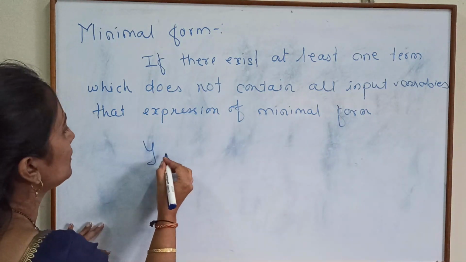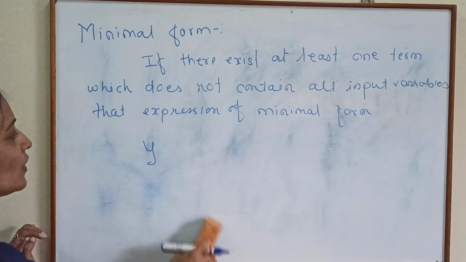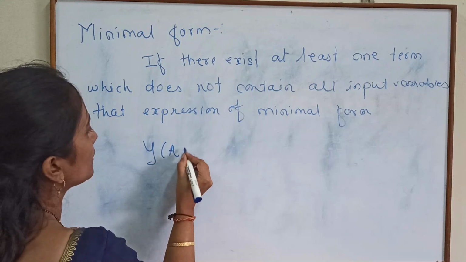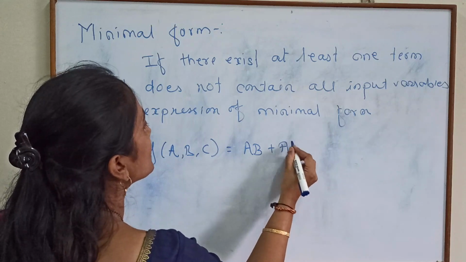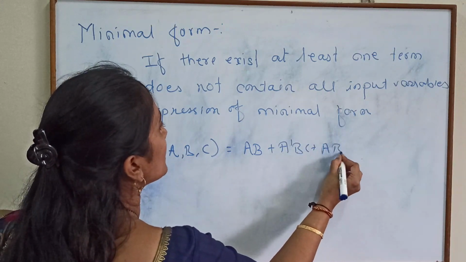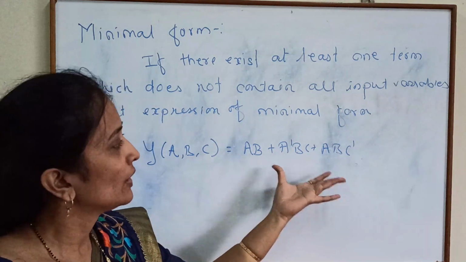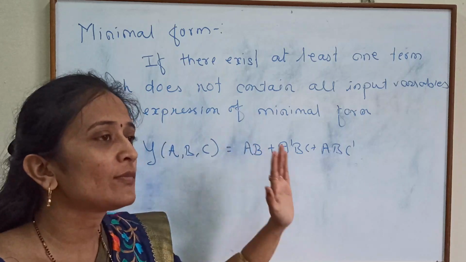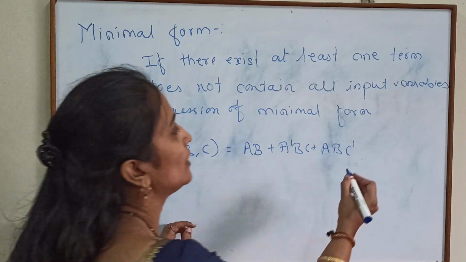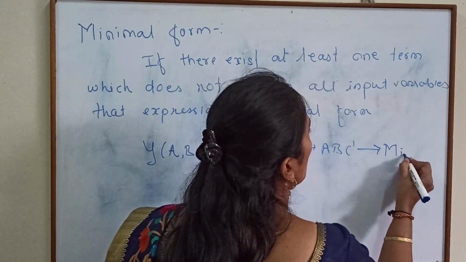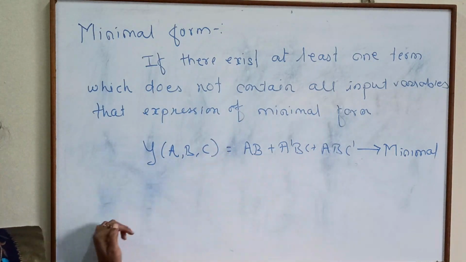For example, if I write y is equal to a function of 3 variables, and y is equal to AB plus A dash B plus ABC dash. How many terms are there? 3 terms are there. In the 3 terms, do all terms contain all 3 variables? No. In the first term, C is missing. Therefore, this is called of minimal form. This is the example of sum of product.